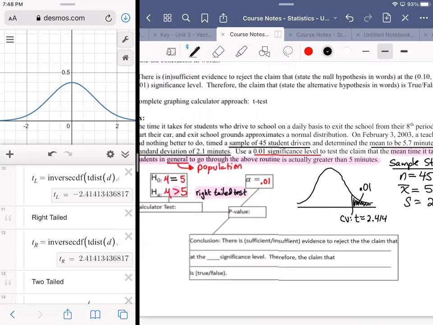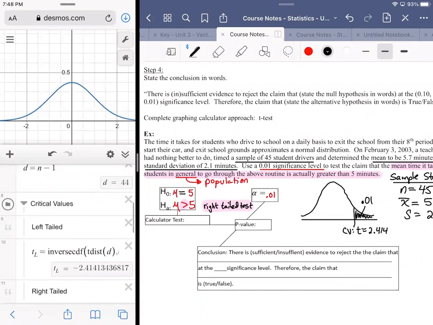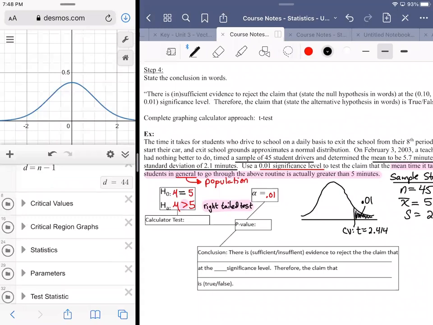All right. And what do I mean by rejection region? It's the location where if the test statistic falls in that region, that means you reject the null hypothesis. We're not there yet, but that's something to be mindful of. So when you're done with that, I recommend that you close that folder so that it doesn't get overwhelming. So then we get into the critical region graphs.